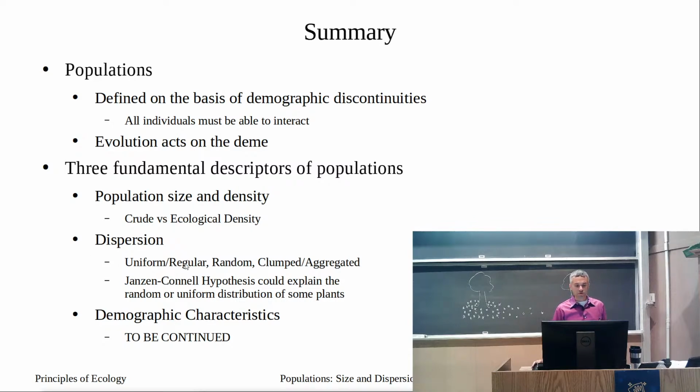Now, with these dispersion patterns, the Janzen-Connell hypothesis is kind of interesting, kind of unique to plants, because it lays out the possibility that other species could be responsible for generating this pattern. And for the Janzen-Connell hypothesis, our other species ends up being the seed predators and herbivores and so forth. And our last descriptor is demographic characteristics. That is going to be the focus of our next presentation.